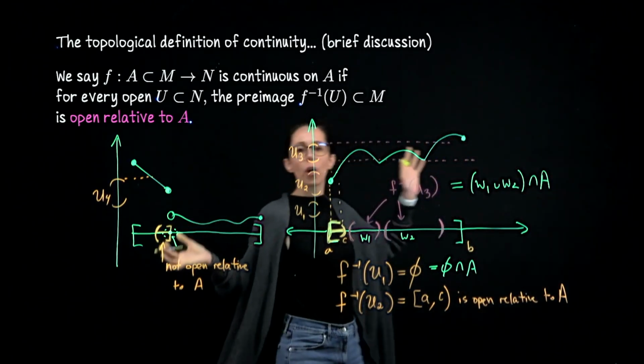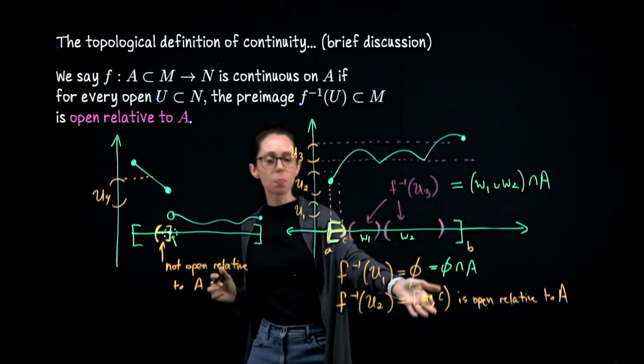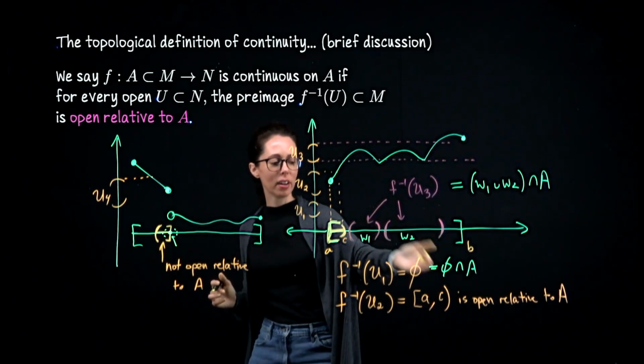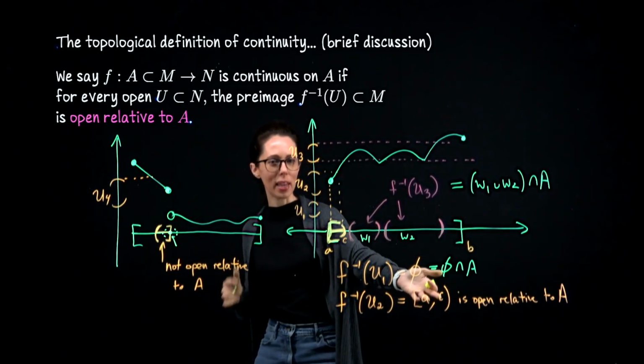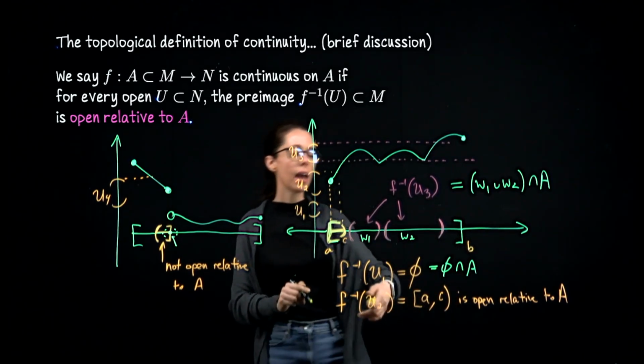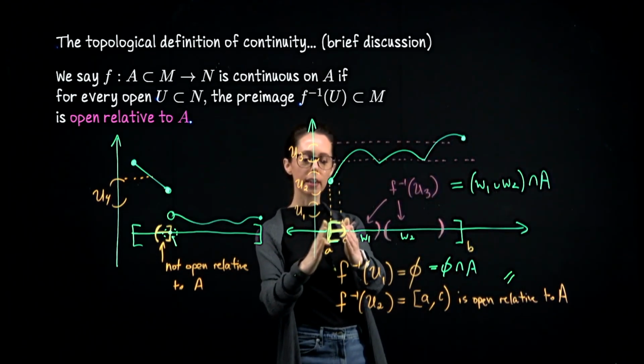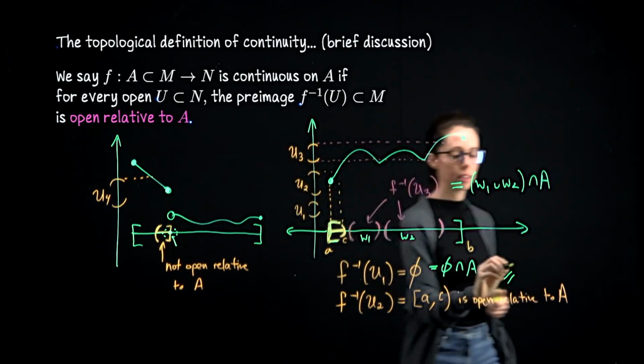So if it's already open, it's no problem. Just write it as itself intersect A. And then in this special situation, where it's open relative to the domain as a metric space, but when I embed it in the larger domain it doesn't look open, I can write it as an open interval intersect A. Let's go from 0 to C in the picture.